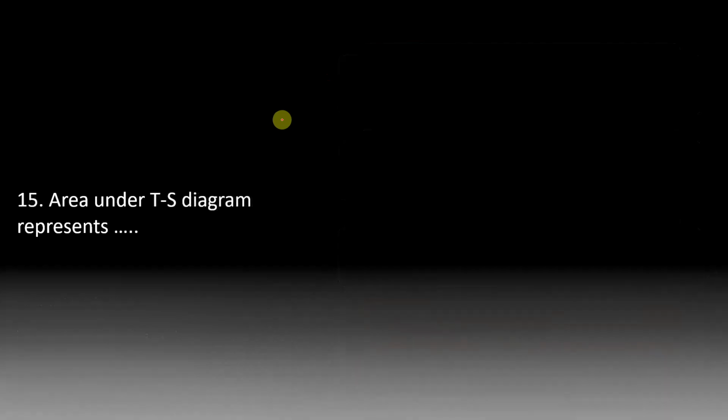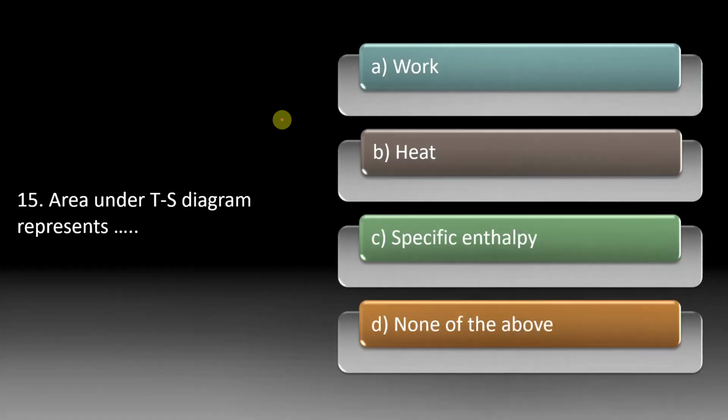Similarly, area under temperature entropy diagram will represent. It is the definition of heat. Heat is given by temperature multiplied by change in entropy. So option B is the correct option. Always remember that area under the PV diagram represents work, whereas area under the TS diagram always represents heat.